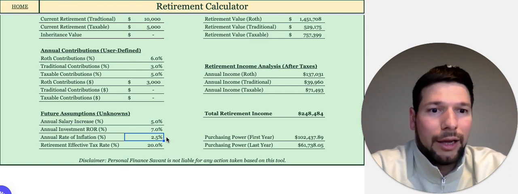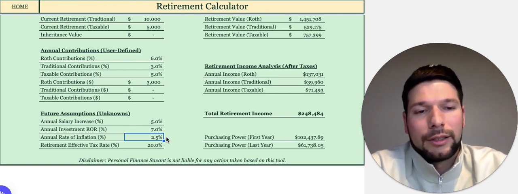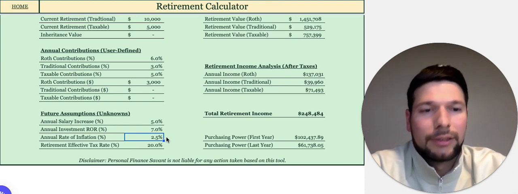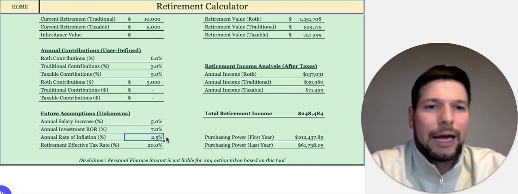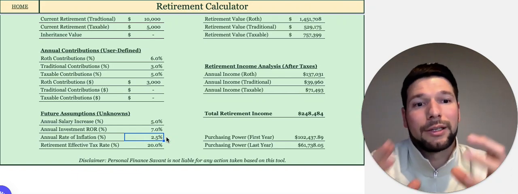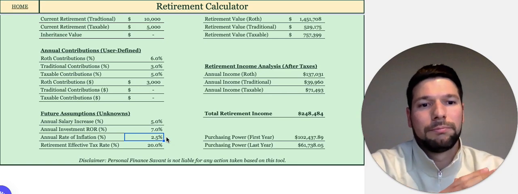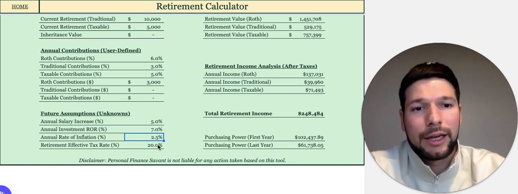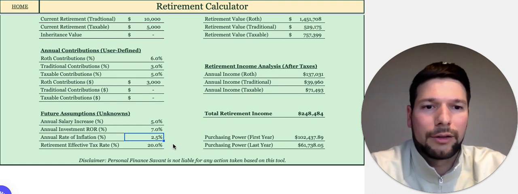$100,000 in the bank today, next year at the same time, you would actually have only about $97,000, $98,000 worth of purchasing power. So that same $100,000 is not going to be able to buy you the same basket of goods today as it will, say, 20 years in the future. And it could be significantly different. So this factors that into your retirement outlook.